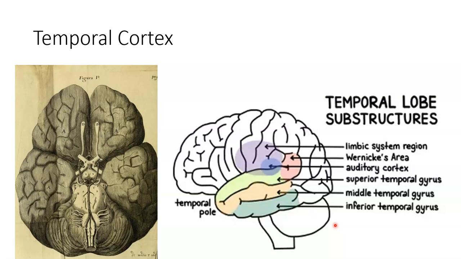Okay, moving on to the temporal cortex. In the temporal cortex right here, we have the Wernicke's area, which is a very important area in terms of stroke and in terms of the types of patients you may see in your clinic, as well as the auditory cortex. So this is the Wernicke's area and this is the auditory cortex. Your temporal lobe itself is divided into superior, middle, and inferior temporal gyri.